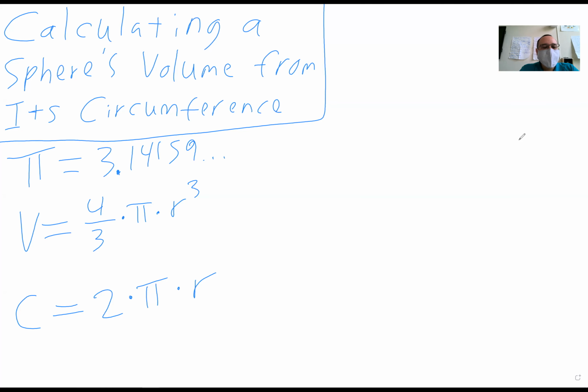Okay, so here on this page, we're going to learn about calculating a sphere's volume from its circumference. Okay, and notice there's no apostrophe in the word its. Okay, its possessive is its, no apostrophe. Okay, the pronouns don't use apostrophes to indicate possession, in English. So here we go.